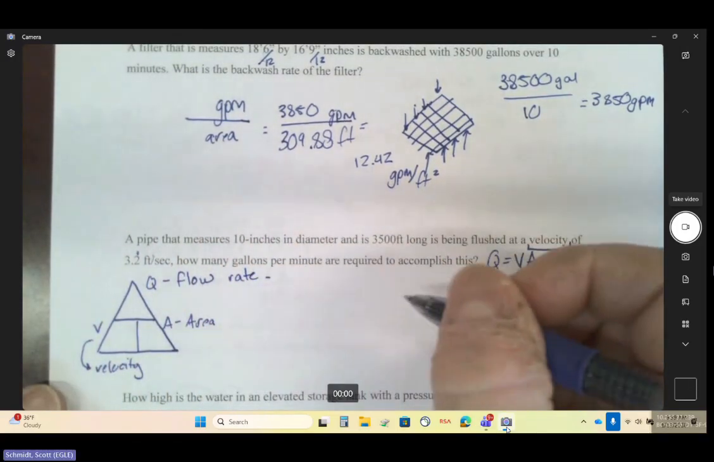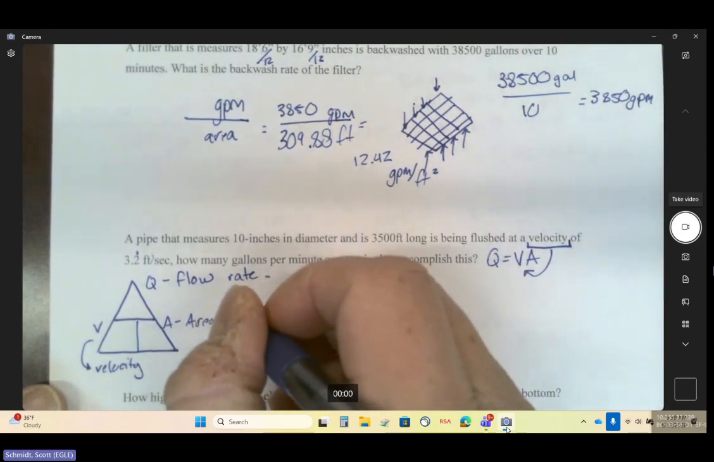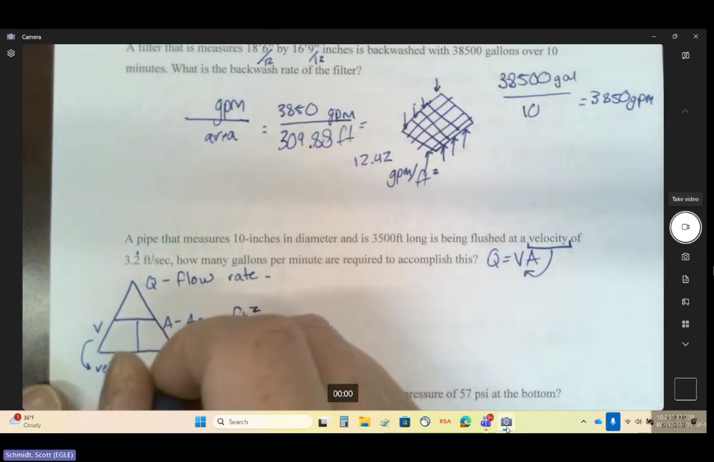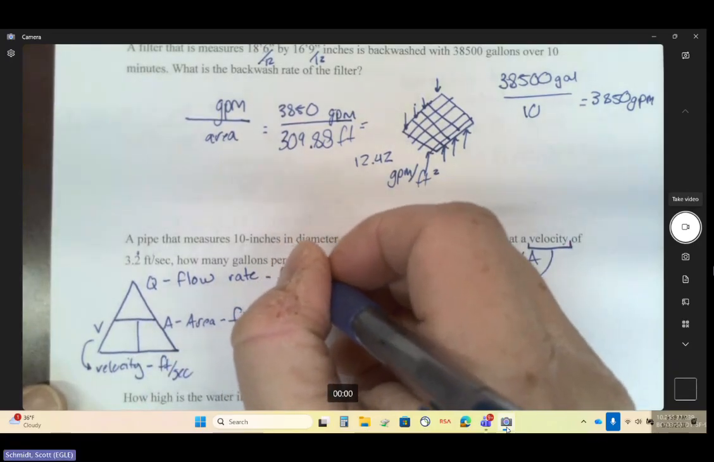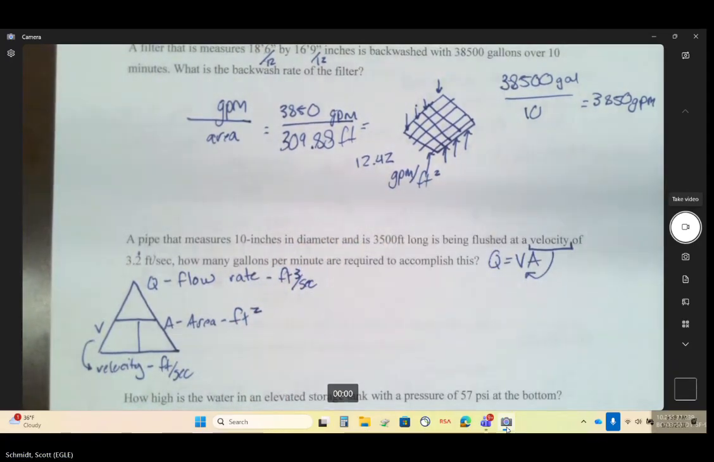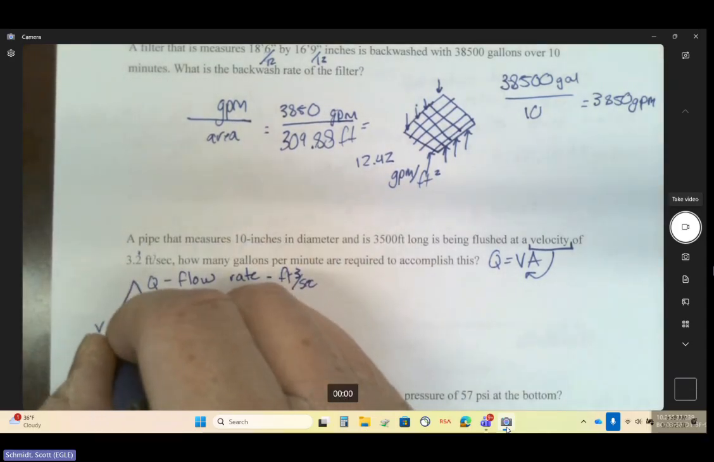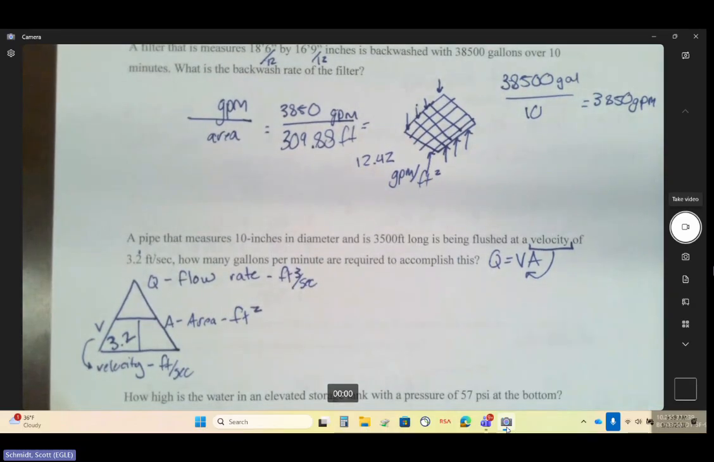Well, there's a couple other things about this that have caveats to it. The area is always square feet. Velocity is always feet per second, which means the flow rate is always cubic feet per second. Well, if you watch any of the other math videos, cubic feet per second can be converted to gallons per minute. So what I do is I use the continuity triangle. So I'm going to put in my velocity because I already know it, 3.2 feet per second. Then I have 10-inch pipe diameter, 3,500 feet long.